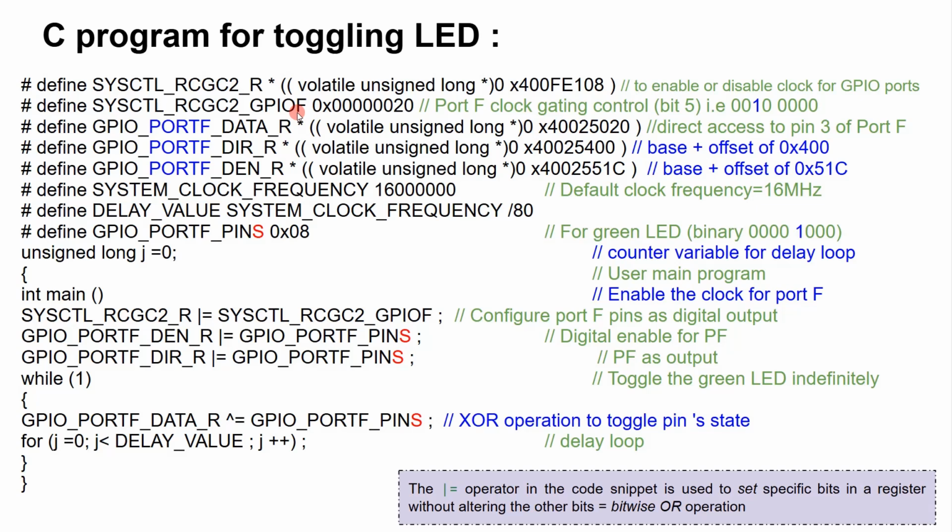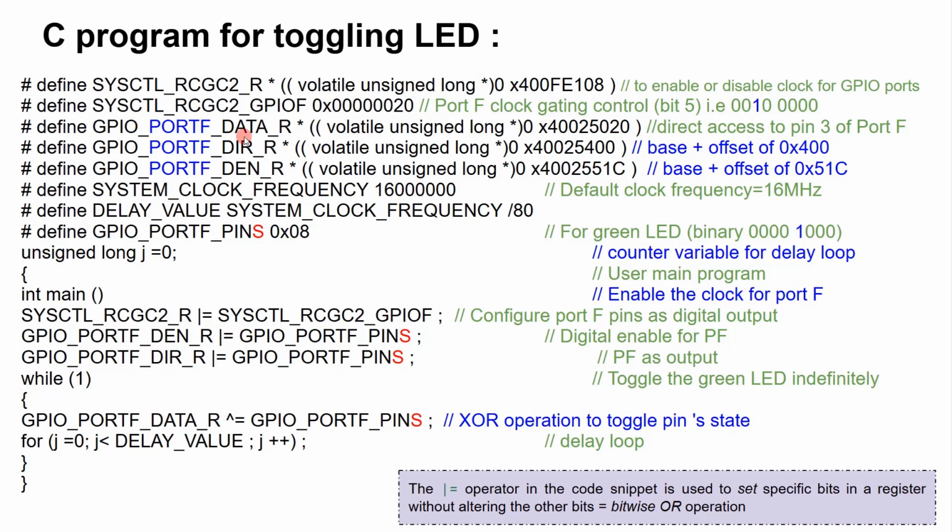For port F, if you observe, we have port A, port B, port C, port D, port E, and port F, right? We want to mention that we'll be using only port F, and that is why the value is 0x000020, because we have enabled only the bit 5, because it corresponds to port F.